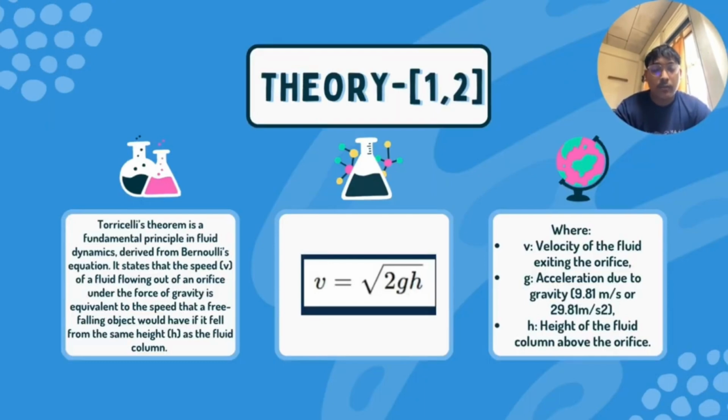Alright, next for the theory. Torricelli's theorem, which is Torricelli's law, is a fundamental principle in fluid dynamics derived from Bernoulli's equation. It states that the speed v of a fluid flowing out of an orifice under the force of gravity is equivalent to the speed that a freely falling object would have if it fell from the same height h as the fluid column. So the equation is v equals square root of 2gh, where v is the velocity of the fluid exiting the orifice, g is acceleration due to gravity, 9.81 meter per second squared, and h is the height of the fluid column above the orifice.